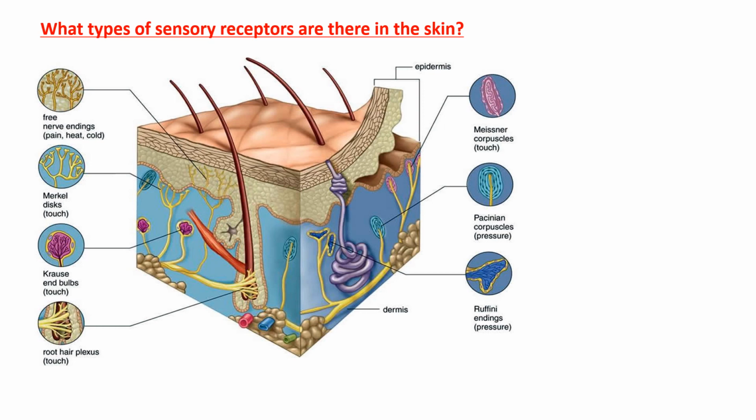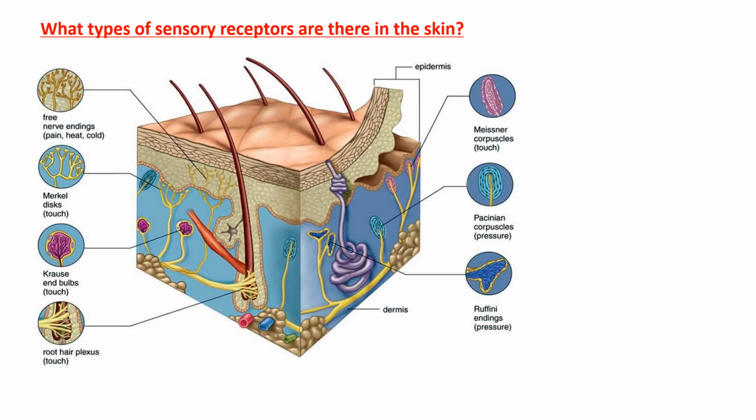Then you have the Merkel discs. These are sensitive to touch. You have the end bulbs. These are also sensitive to touch. You have root hair plexus. These are also sensitive to touch. Then you have the Meissner's corpuscles. Again, these are also sensitive to touch.